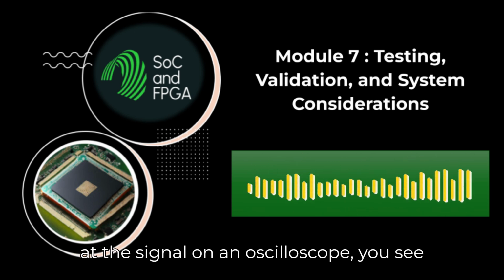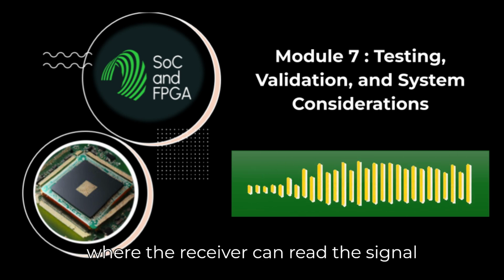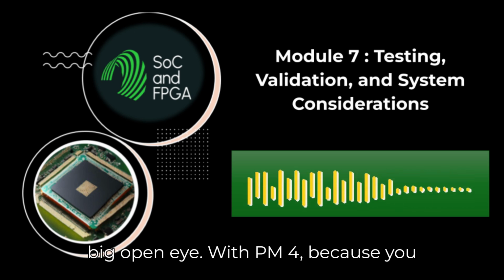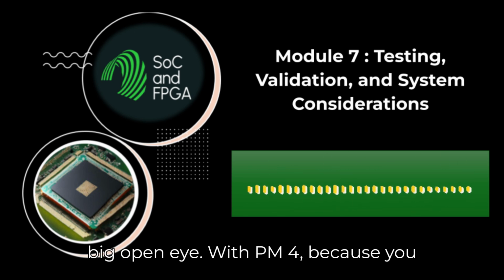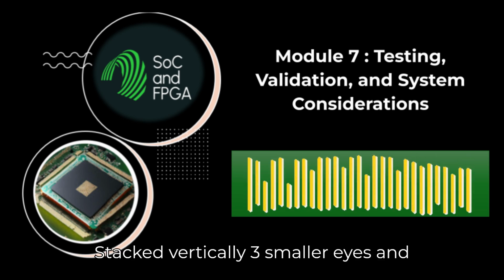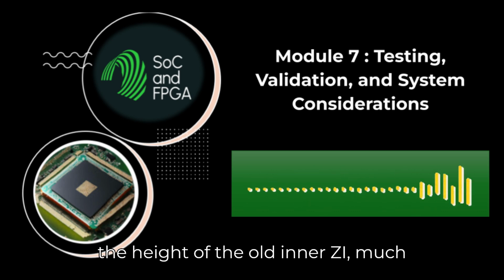When you look at the signal on an oscilloscope, you see these eye diagrams. Right, the open space where the receiver can read the signal clearly. Exactly. With NRZ, you have one big open eye. With PM4, because you have 4 levels, you get 3 smaller eyes stacked vertically. 3 smaller eyes. And each of those eyes is roughly only 1/3 the height of the old NRZ eye. Ah, much smaller target to hit.